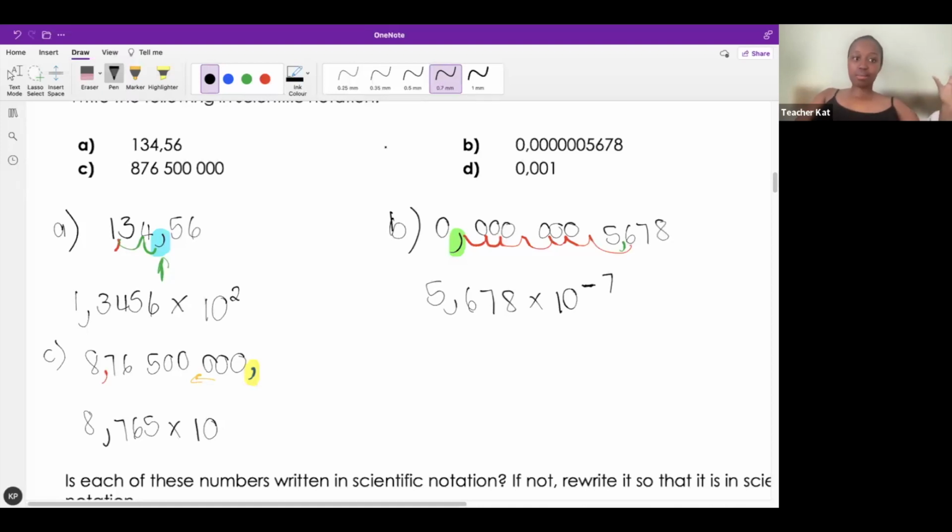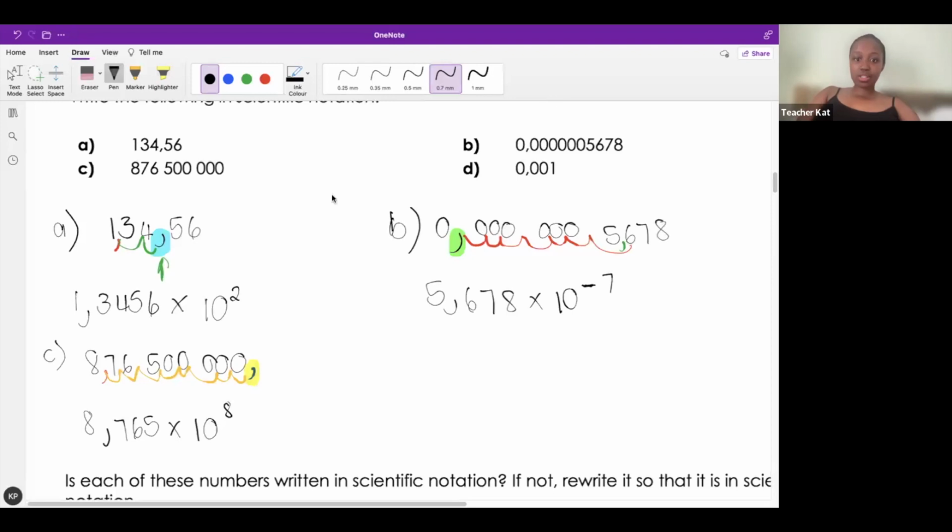Now, let's look carefully. How many times are we moving this comma? Logan says 8. I'm going to count just now. Okay, looks like we all agree. 1, 2, 3, 4, 5, 6, 7, 8. So then my exponent is positive 8.